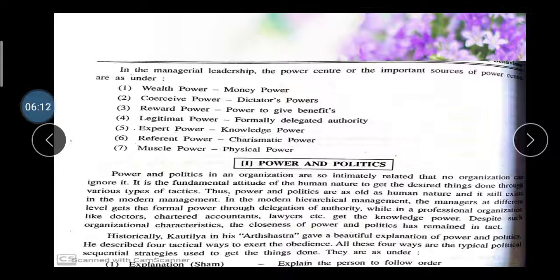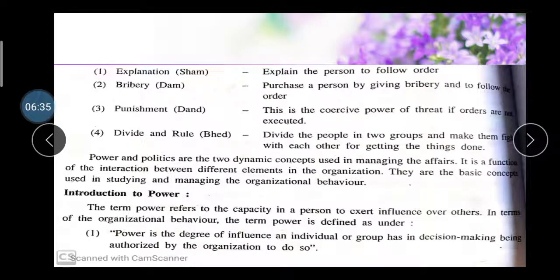Then there is the historical perspective. In history, there is Kautilya's Arthashastra. This Arthashastra gave a beautiful explanation of what power and politics are and how they are to be described. In this, four types of ways are described for how power and politics work. The first one is explanation, where the person is explained and asked to follow the orders.